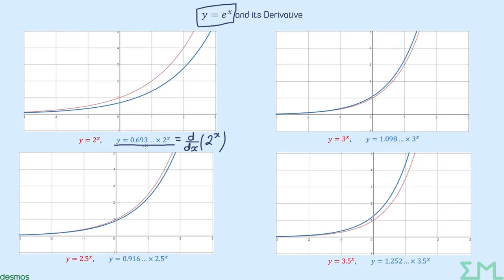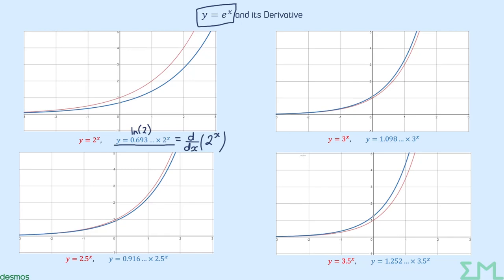And for those of you that have learned a bit more and you're just coming back to revise, this is actually the value of ln 2, ln being log base e, which we will explain in some of the other videos in this series. So that's where that number comes from, differentiating 2 to the x.